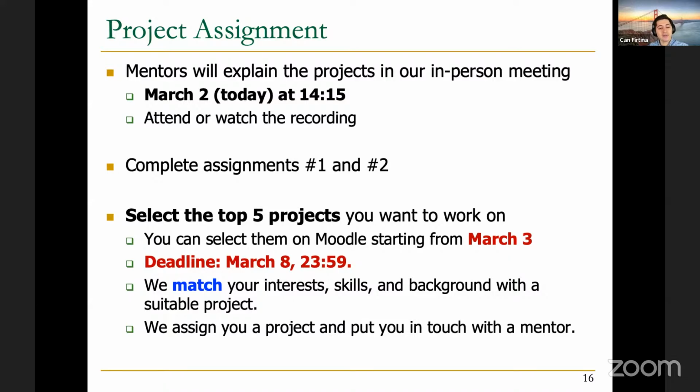And finally, after having your preferences, we're going to match your interests and basic skills and background with a suitable project, hopefully, and then we're going to discuss it with you. So after assigning the project to you, we're going to put you in touch with a mentor, so that you can start planning the rest of the weeks with your mentor to start working on the project.